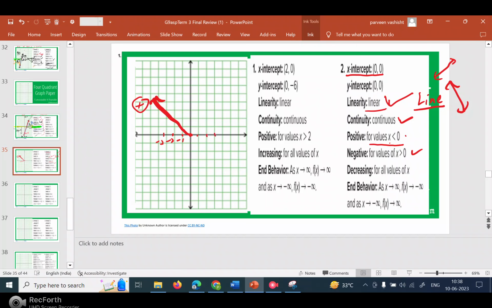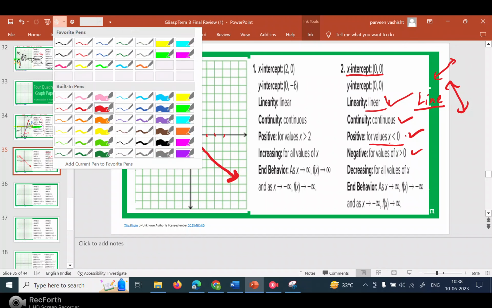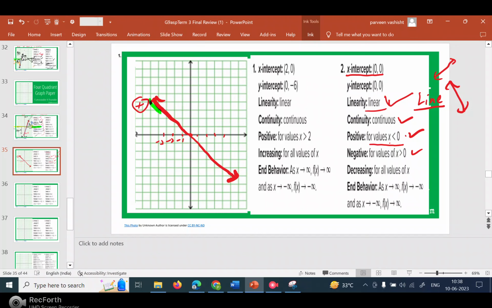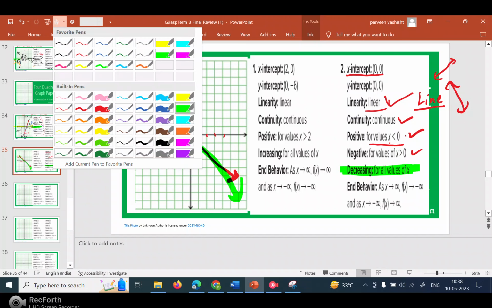And negative for all x greater than 0. If my x is greater than 0, meaning 1, 2, 3, 4, my graph will be negative. Negative means it will be going down. Okay, so I have seen all these points. Decreasing for all values of x. What is my graph? My graph is decreasing, coming down, decreasing for all values of x.